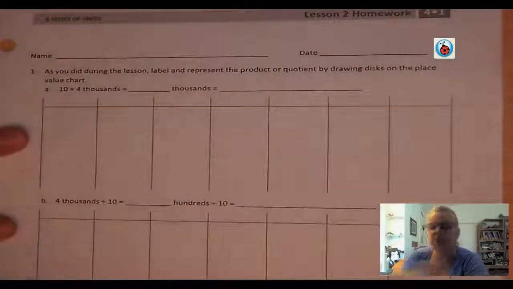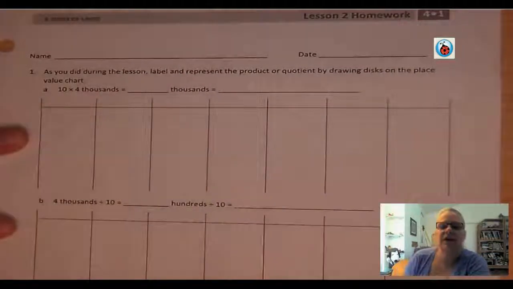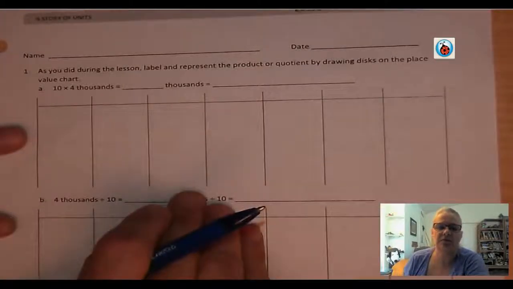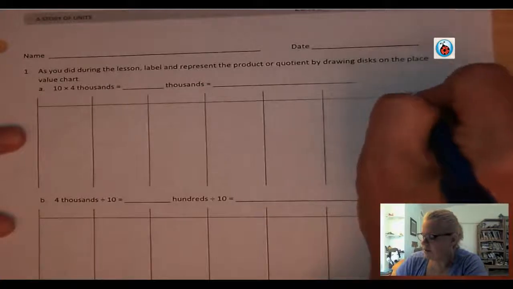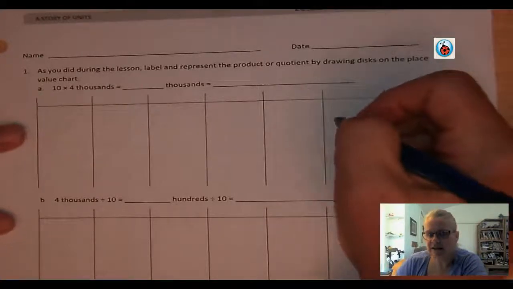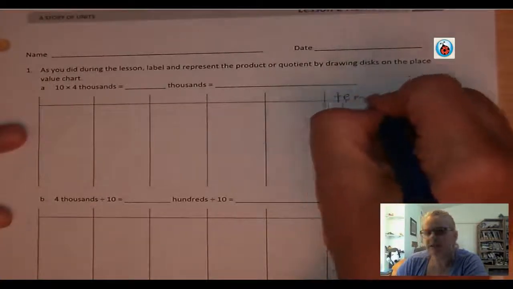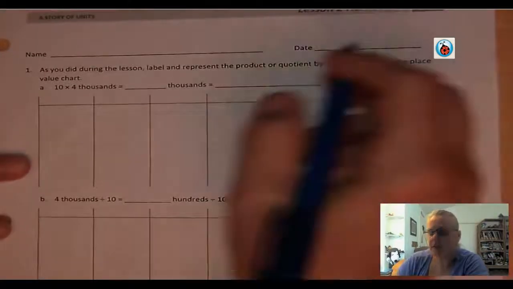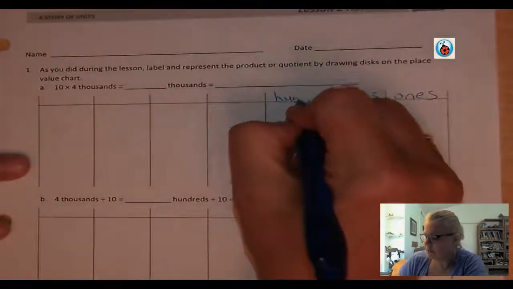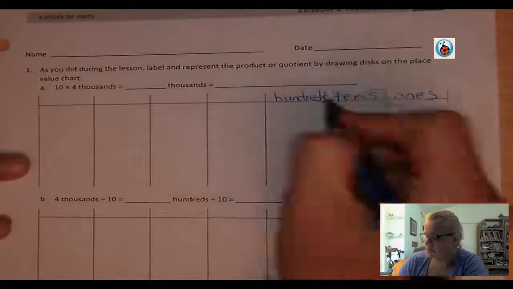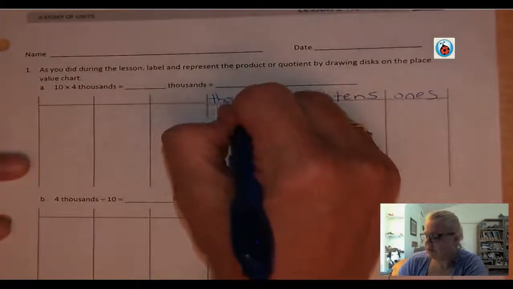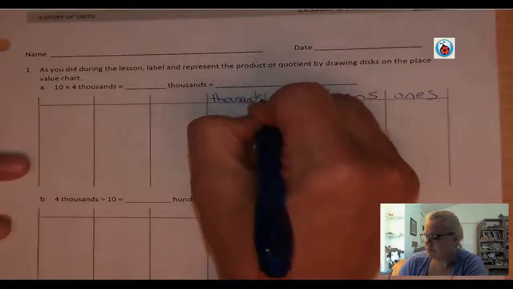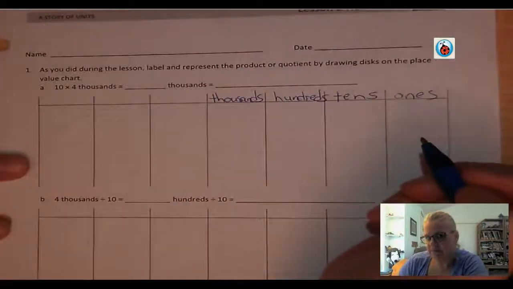So the first thing we need to do is, we have a place value chart. It has no labels on it. So that's what you've got to do. You've got to label it. Ones, what comes next? Tens, next. Hundreds, next. Thousands, next.